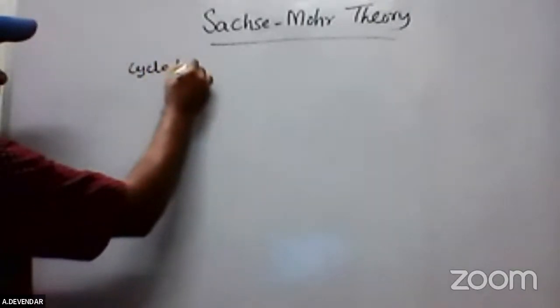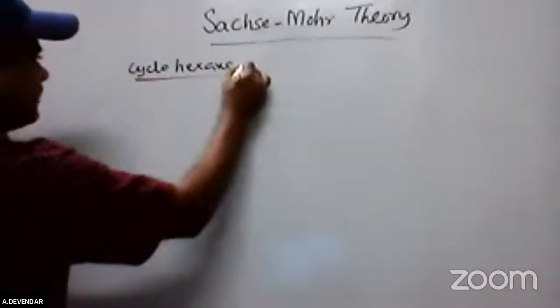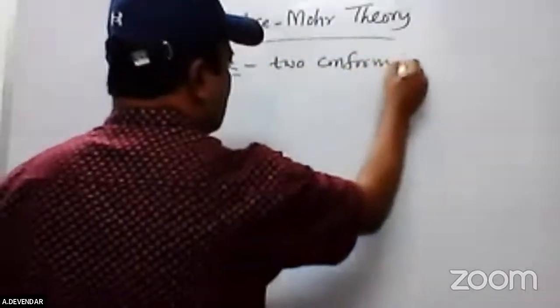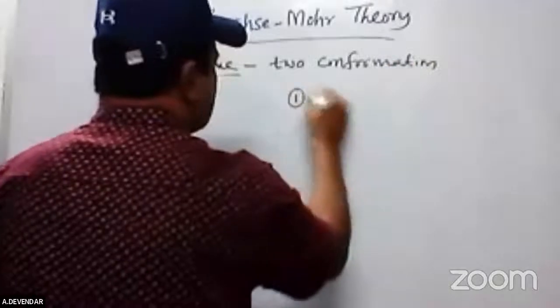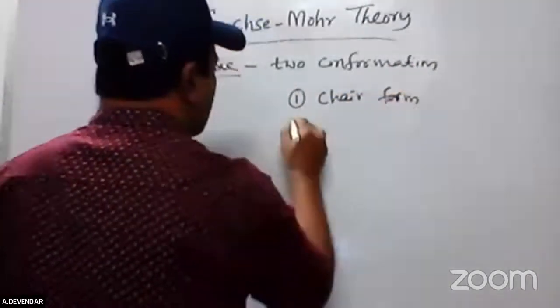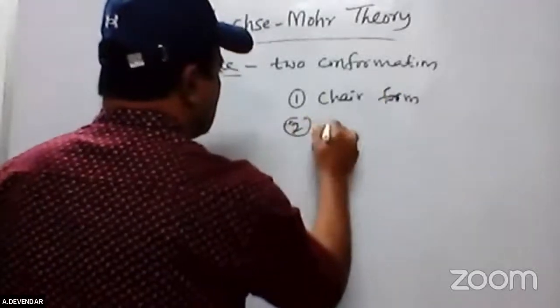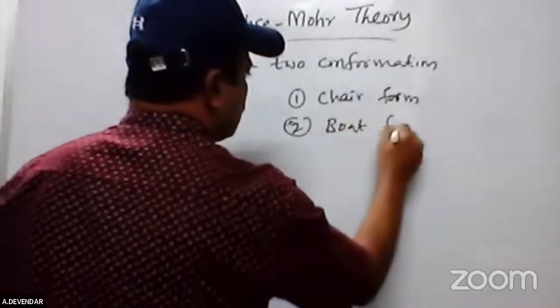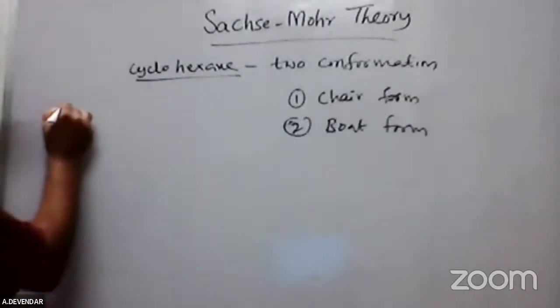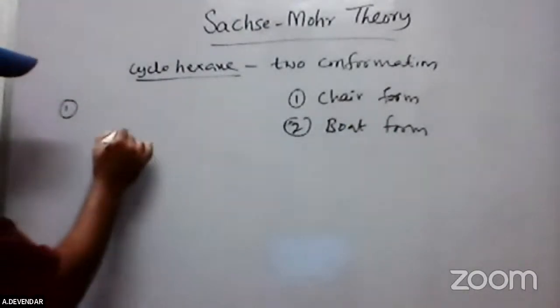This cyclohexane has two conformers, two conformations. One is called the chair form, another is called the boat form. Why is it called a chair form or boat form? Let us see the first one, the chair form.